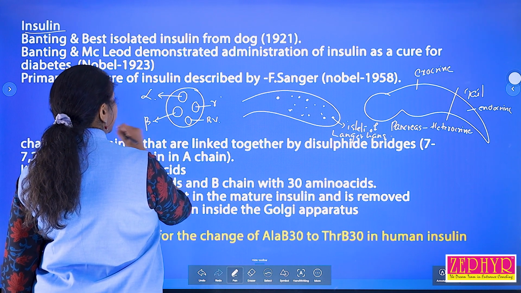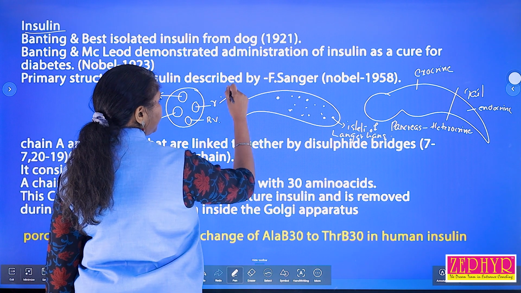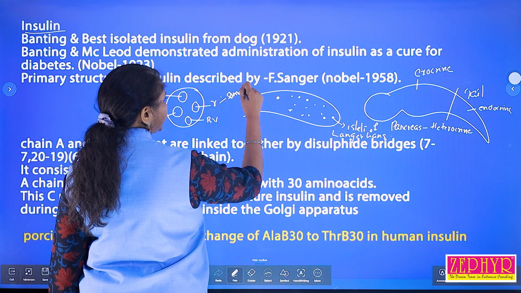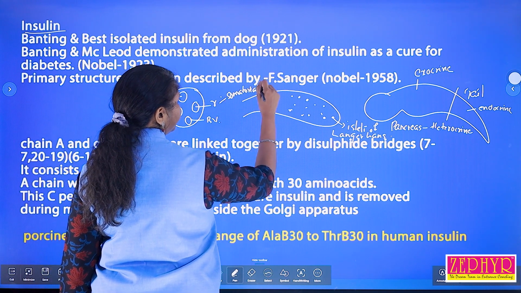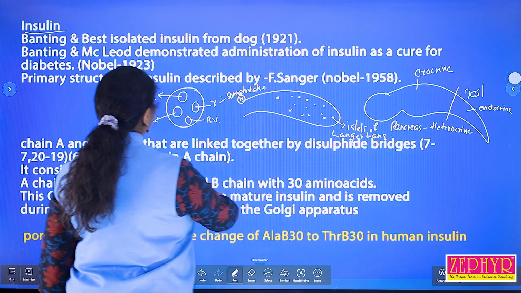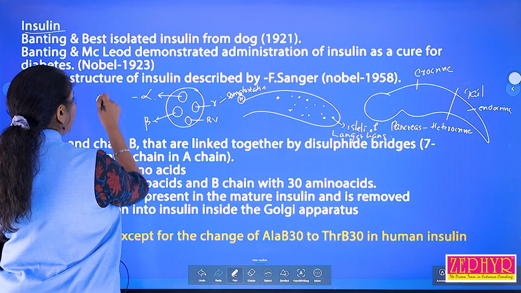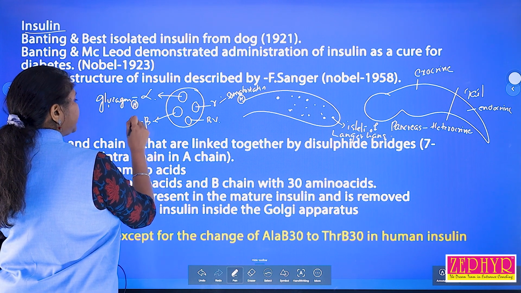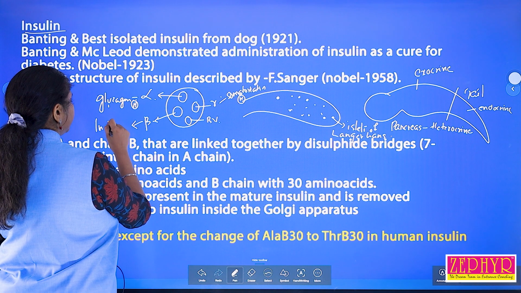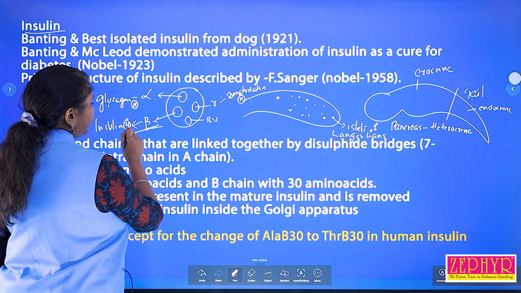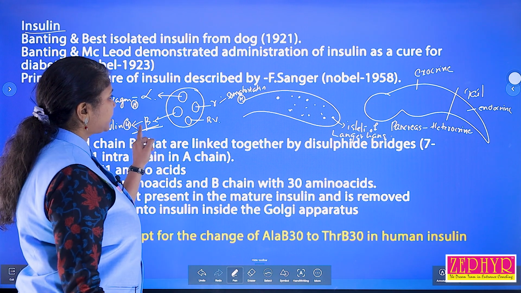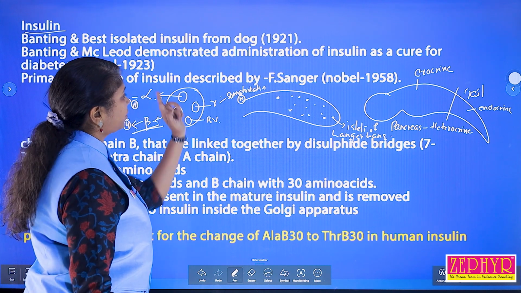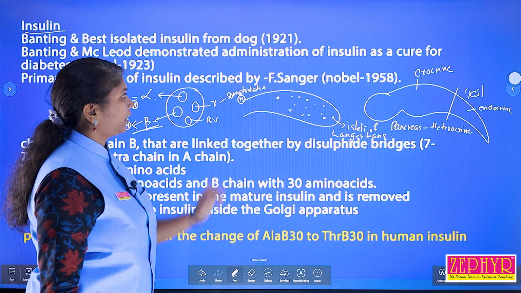This is your beta cell. Now, this gamma cell is the one that gives rise to somatostatin hormone. Clear? And this one gives rise to glucagon hormone. And this gives rise to insulin hormone. So our reference is with the beta cells. So from where did I get the beta cells? It's from the islets of Langerhans, which is located within the endocrine part of the pancreas.